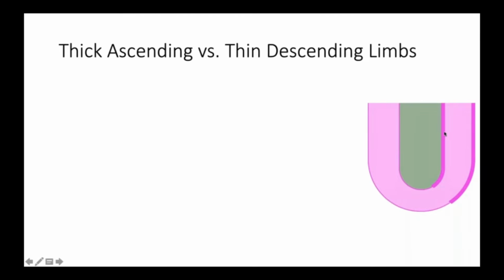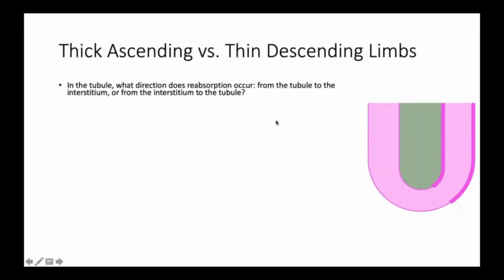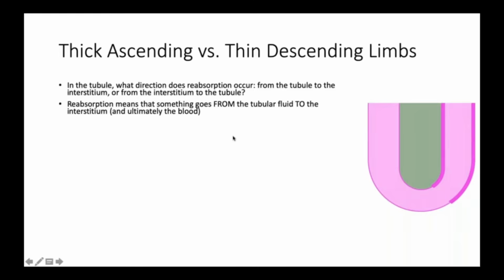All right. So thick ascending versus thin descending limbs. In the tubule, what direction does reabsorption occur? From the tubule to the interstitium or from the interstitium to the tubule, generally? Generally speaking, generally from the tubular fluid to the interstitium, ultimately.